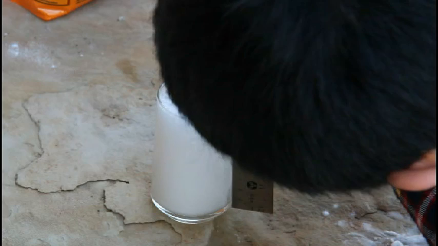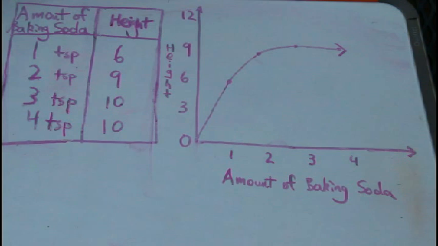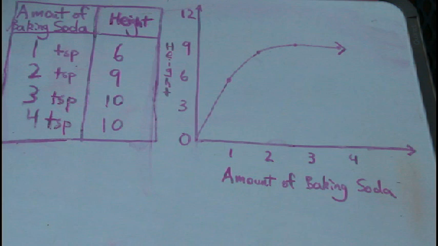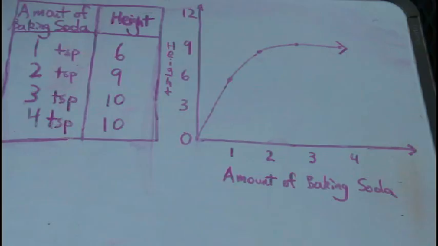Always organize data into data tables and graphs. With this, I can predict that at 5 teaspoons, the height will be 10 centimeters because as the amount of baking soda increases, the height approaches a limit of 10.